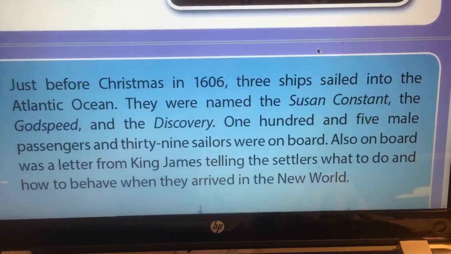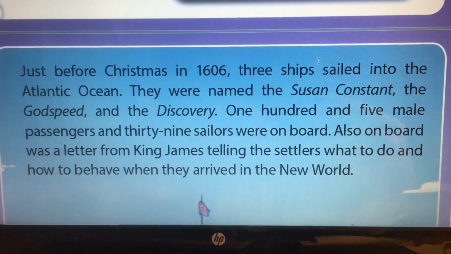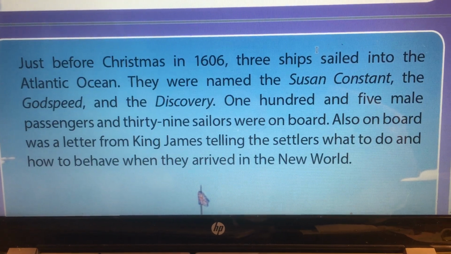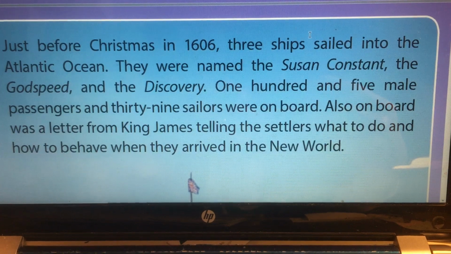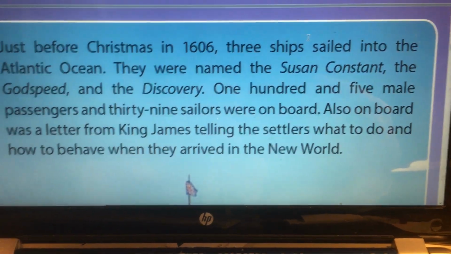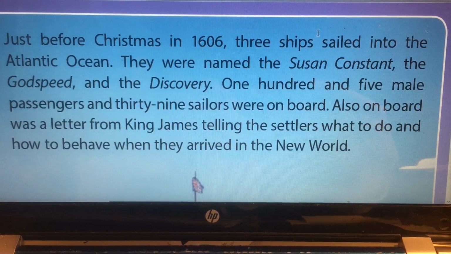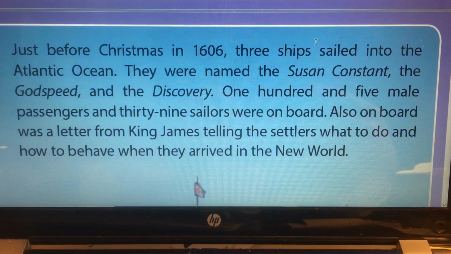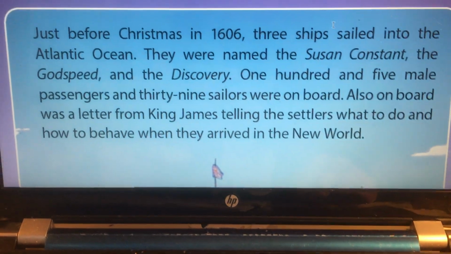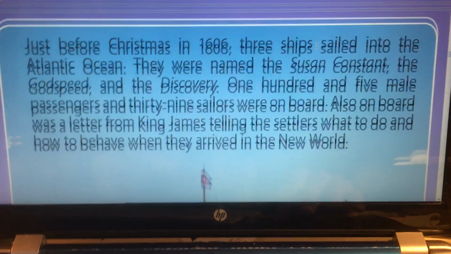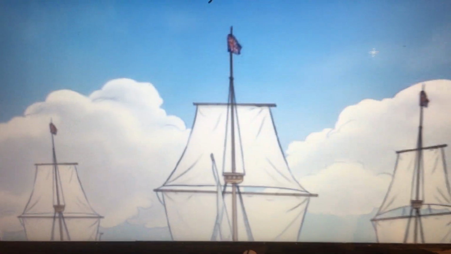Just before Christmas, in 1606, 3 ships sailed into the Atlantic Ocean. So this is 114 years after Christopher Columbus. The 3 ships were named the Susan Constant, the Godspeed, and the Discovery. 105 male passengers and 39 sailors were on board. Also on board was a letter from King James telling the settlers what to do and how to behave when they arrived in the New World. And there's the British flag on top of the 3 ships.